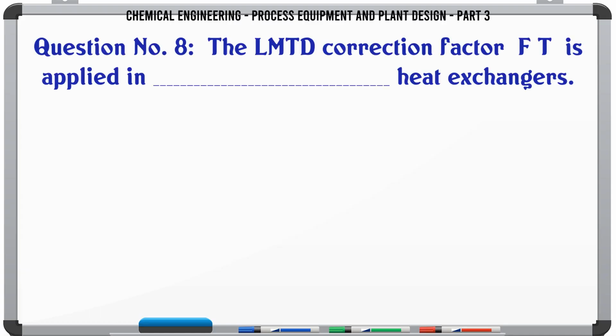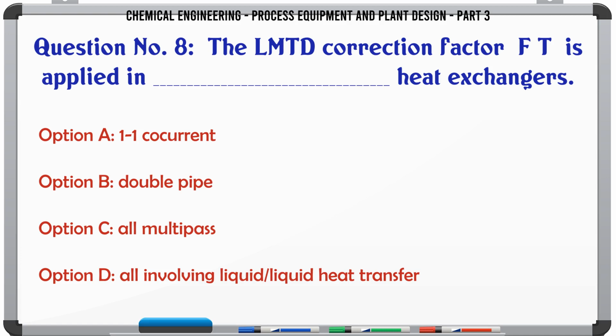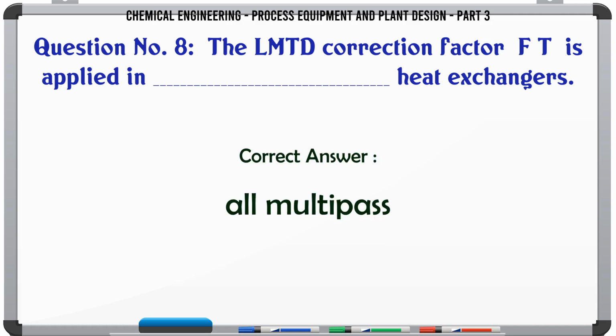The LMTD correction factor FT is applied in heat exchangers. A 1-1 cocurrent. B double pipe. C all multipass. D all involving liquid heat transfer. The correct answer is all multipass.